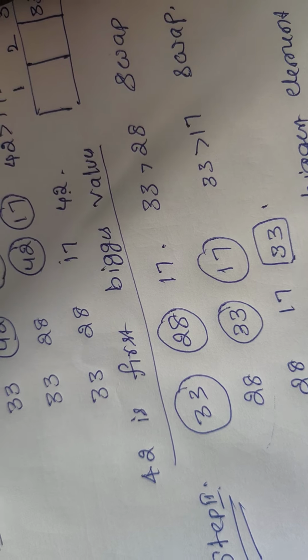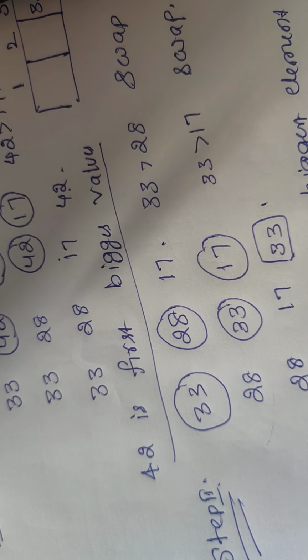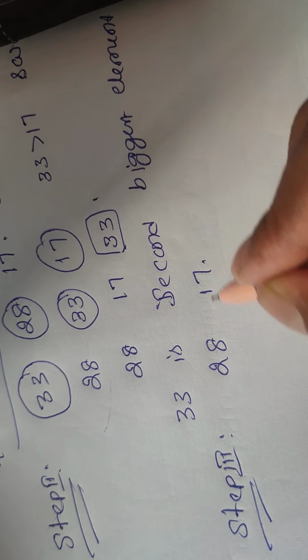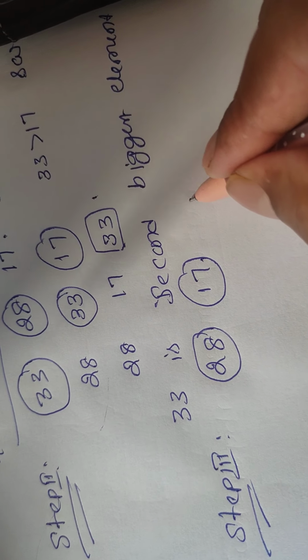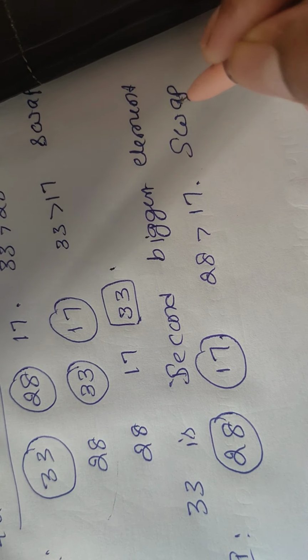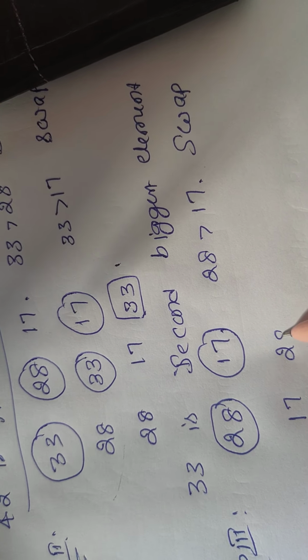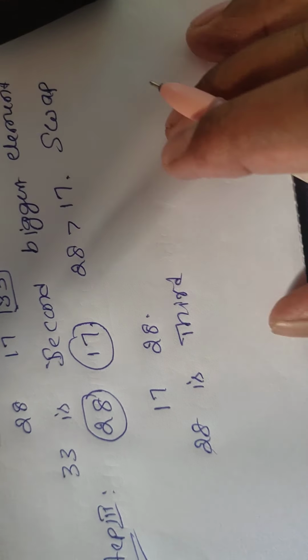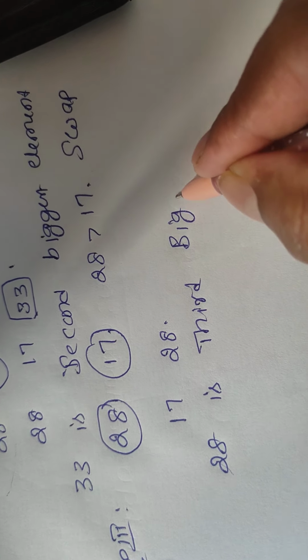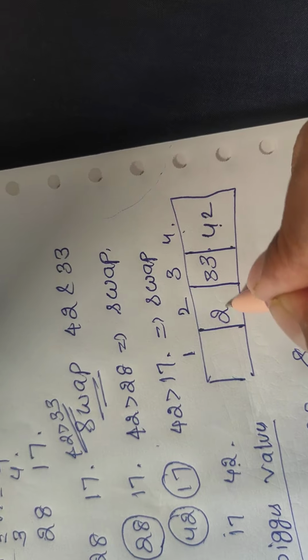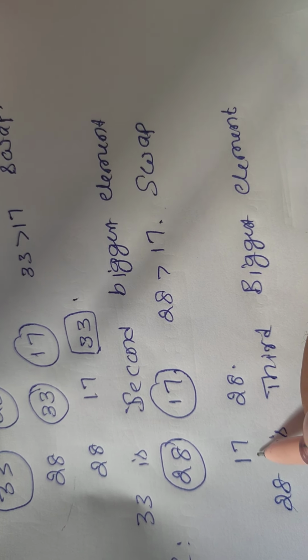Next, step 3. In step 3 we consider only 28 and 17. Just a comparison: 28 is greater than 17, so we swap the values, giving 17, 28. So 28 is the third biggest element. That means we are looking at 28 here, and there is only one element left, that is 17.